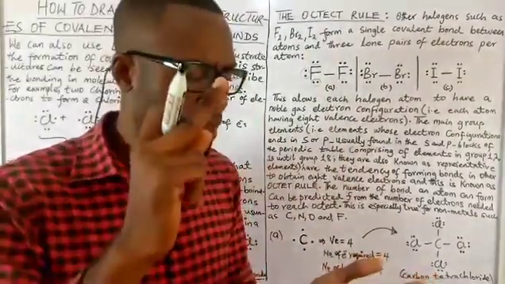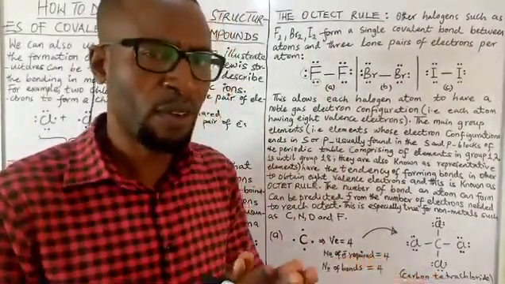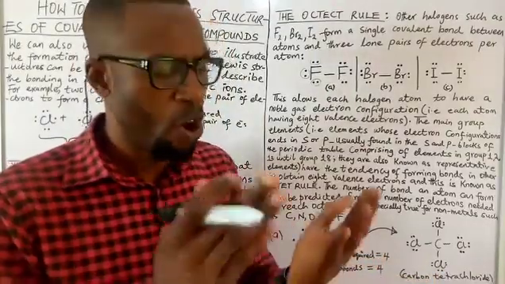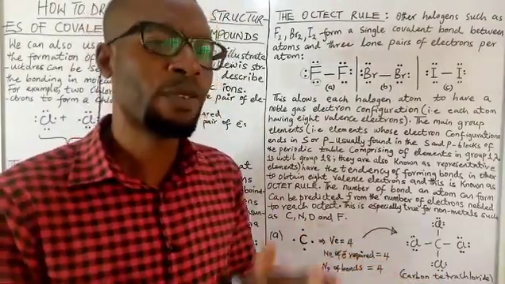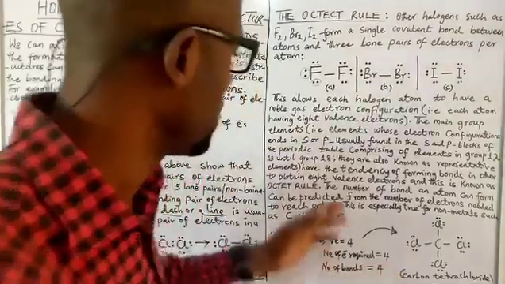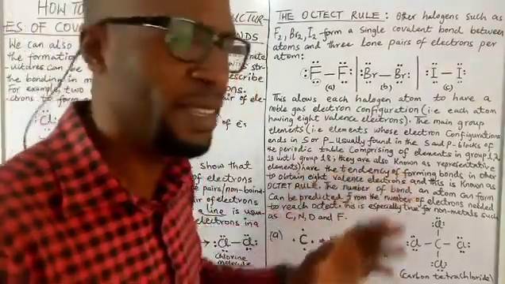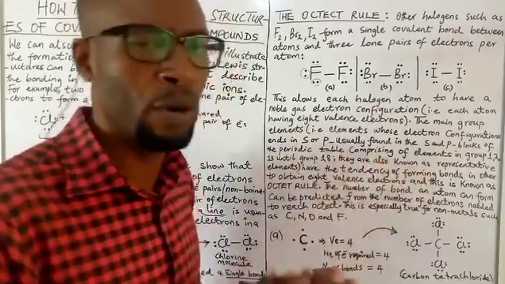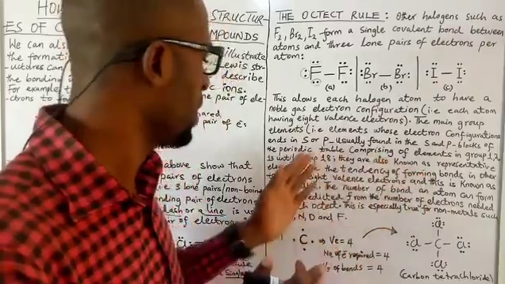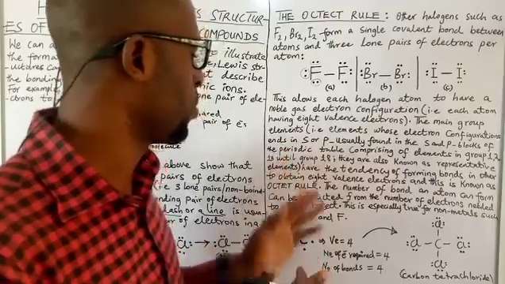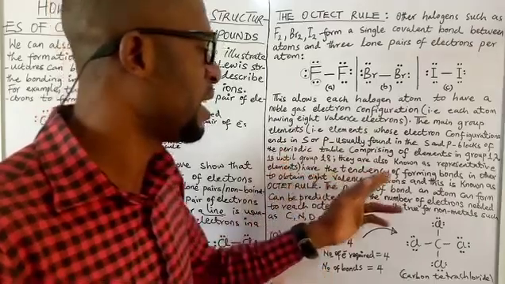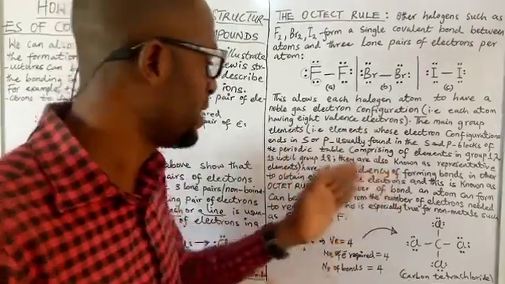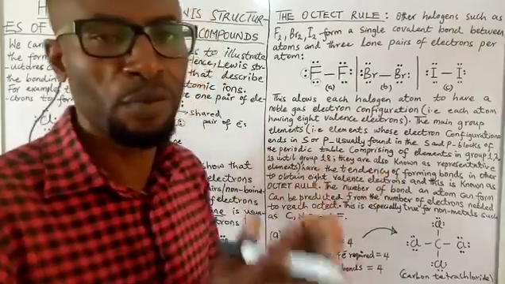So elements in the S and P blocks of the periodic table, also known as main group elements or representative elements, all have the tendency of forming covalent bonds or chemical bonds, okay, in order to obtain 8 valence electrons. And this is known as the octet rule.